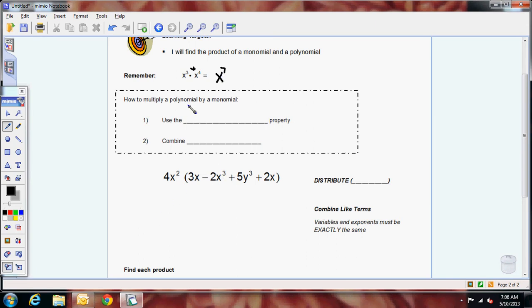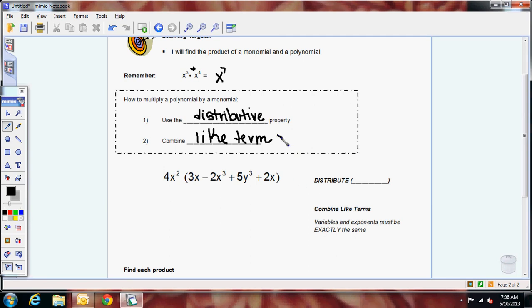So how do we multiply a polynomial by a monomial? Well, we're going to remember this power rule, and we're going to use the distributive property. So we're going to distribute, and then at the end, this is something that we haven't really had to do yet when we distribute, we're going to look for like terms, and we're going to combine them. So really only 2 steps today, so that's why I said it's going to be fairly simple for you guys.